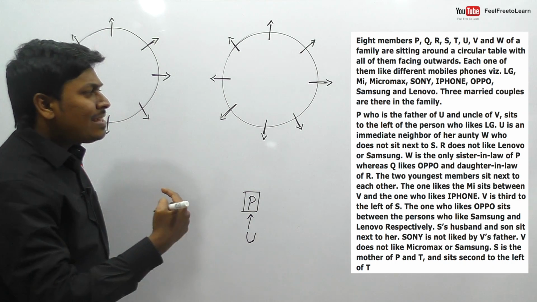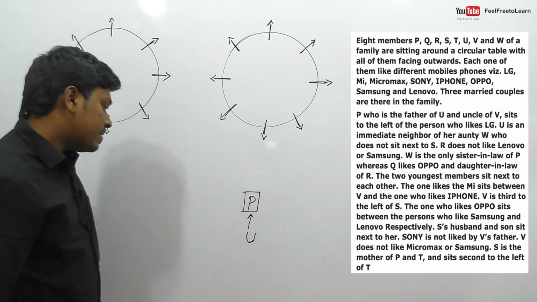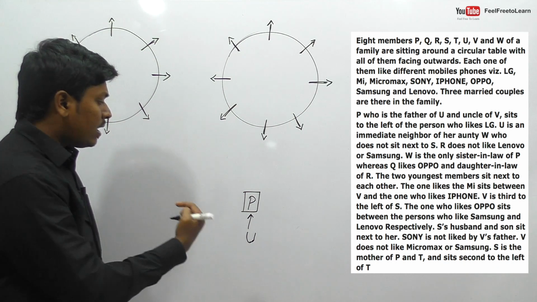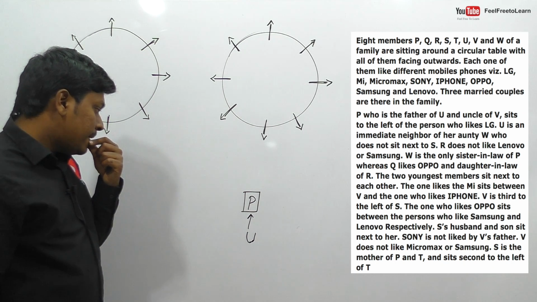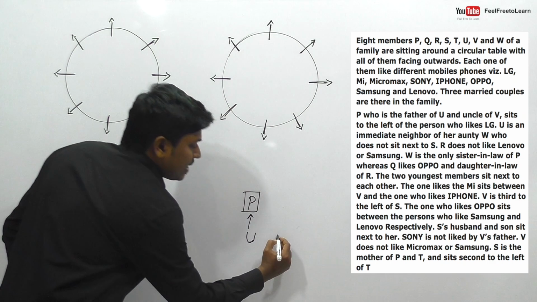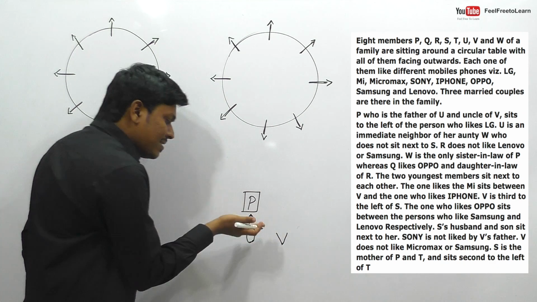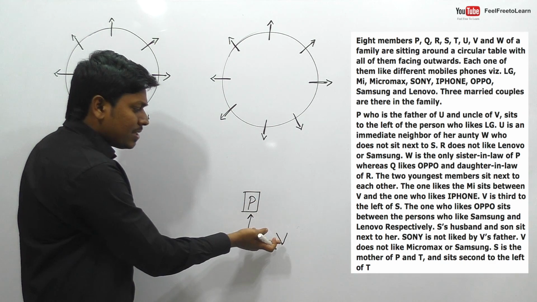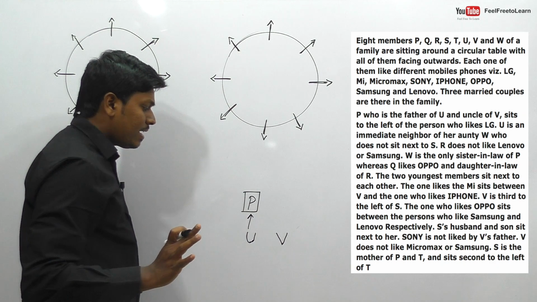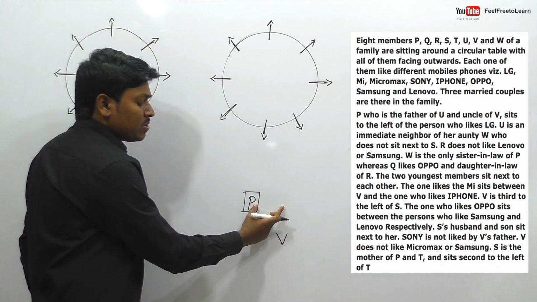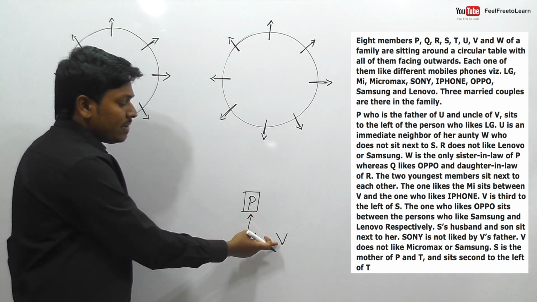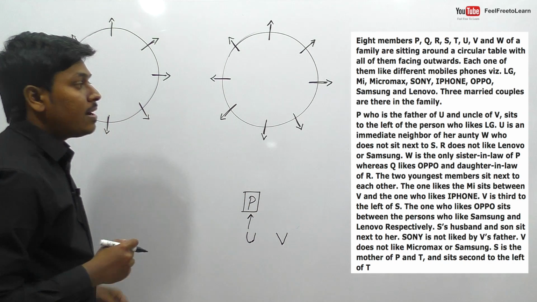And R is calling P uncle, friends. So if R calls P uncle, then we can say that either P should have a mother or P should have a father, right? But we can surely say that both persons should be brothers or sisters, right? Then only we can call the person P an uncle.